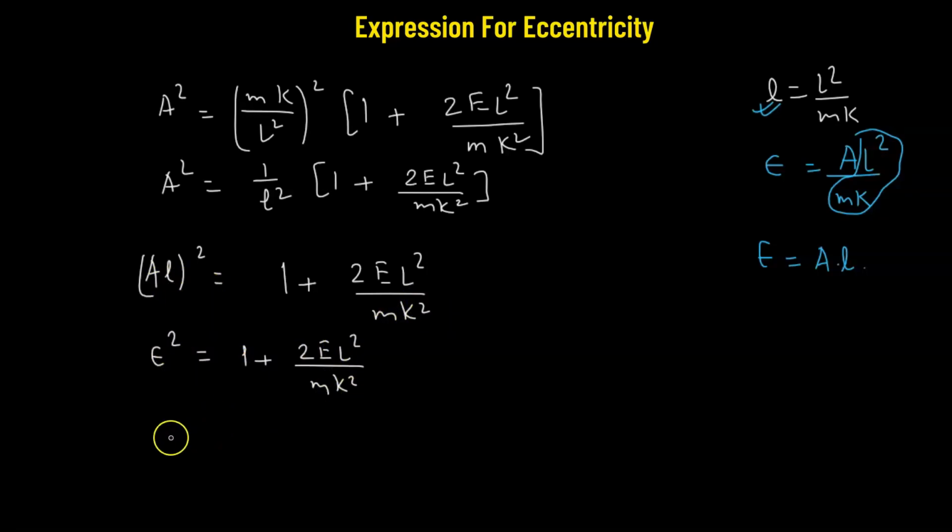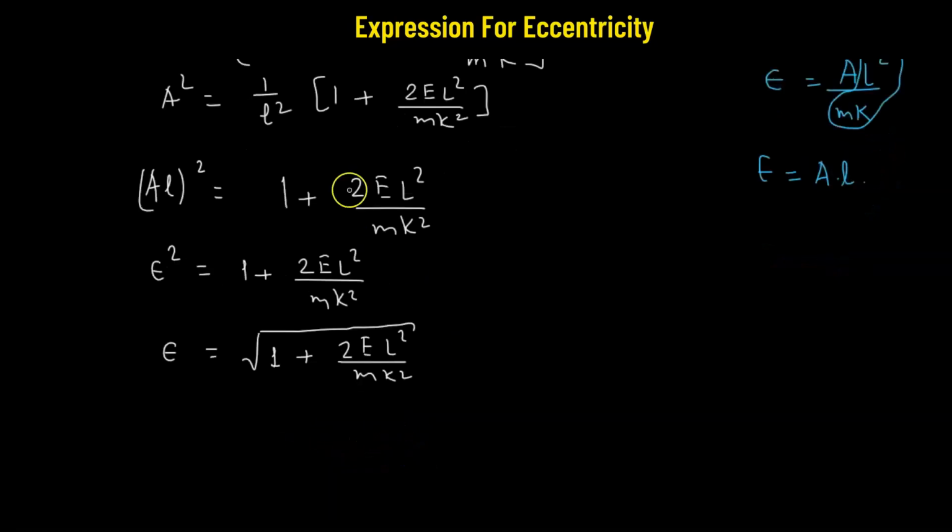And finally, to get the value in terms of epsilon, the eccentricity, we'll take the square root. So we have 1 plus 2EL squared divided by mk squared. This is an expression for the eccentricity, meaning it gives the eccentricity of an object which, under the action of a central force or the inverse square force, is moving in an elliptical path.